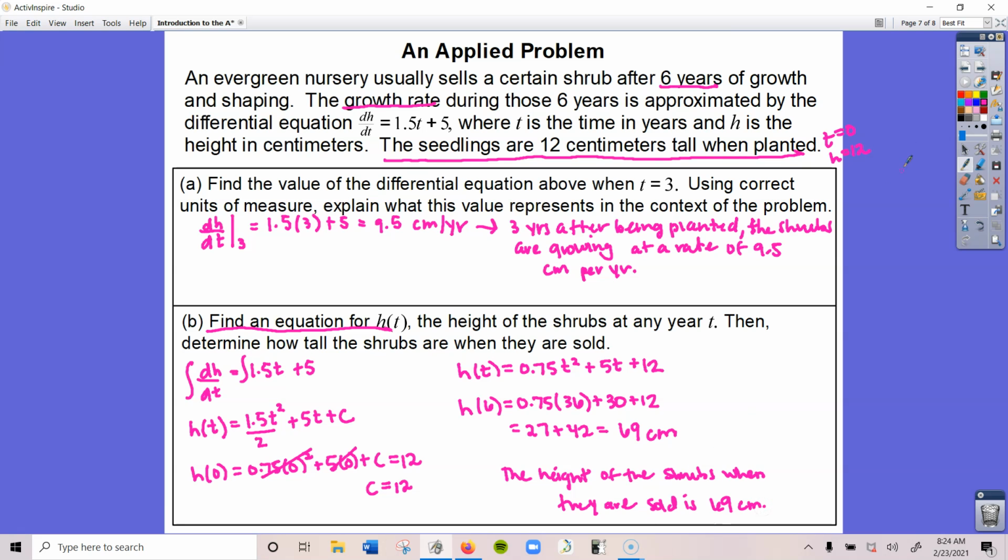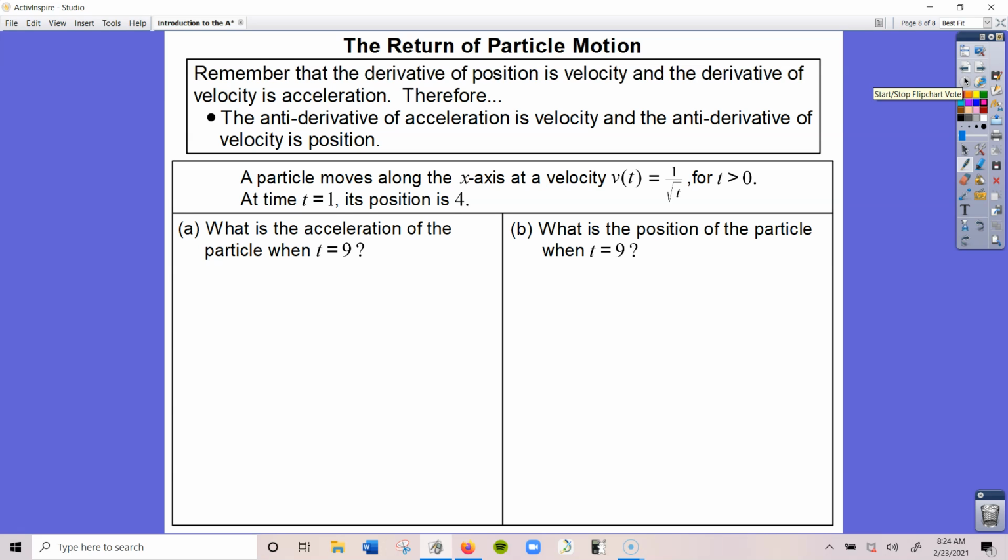Now let's go back to particle motion. Let's look at a particle motion question. Now remember that the derivative of position is velocity and the derivative of velocity is acceleration. Therefore, if you were to go backwards, the antiderivative of acceleration is velocity and the antiderivative of velocity is position.